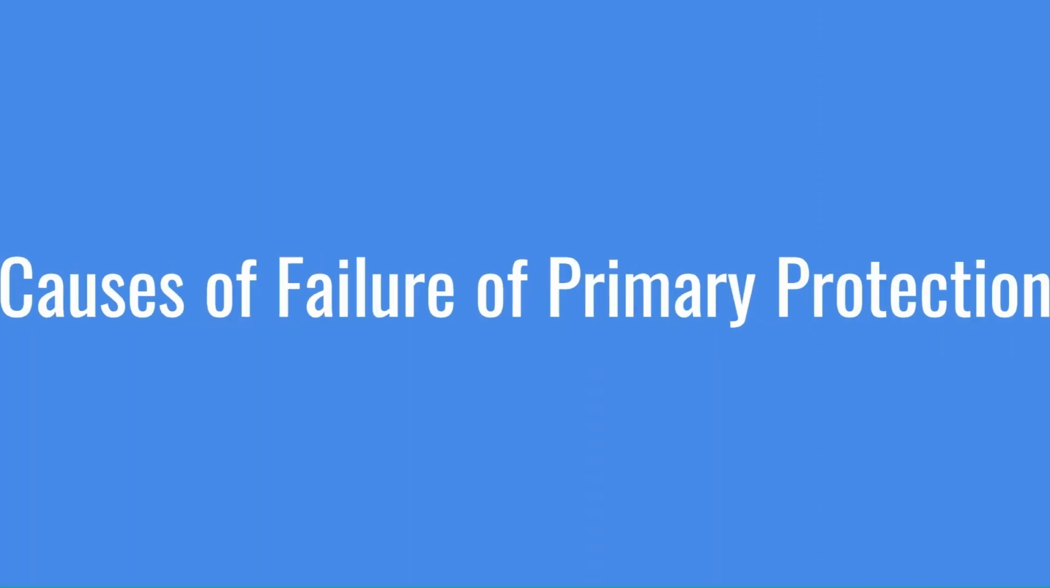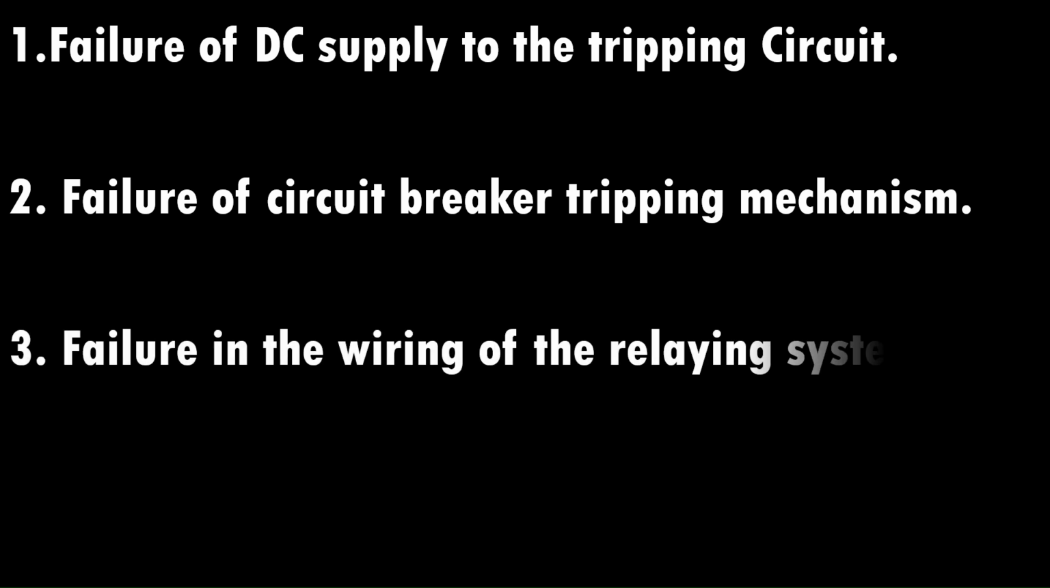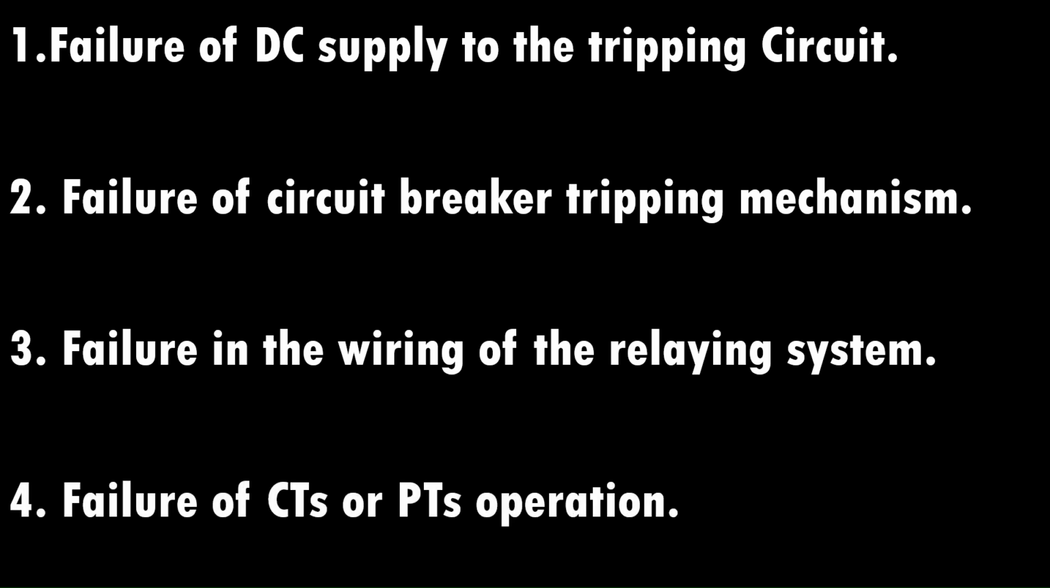The causes of failure of primary protection schemes may be due to failure of DC supply to the tripping circuit, or failure of circuit breaker tripping mechanism, failure in the wiring of the relaying mechanism, or it may be due to failure of CT's or PT's operation.